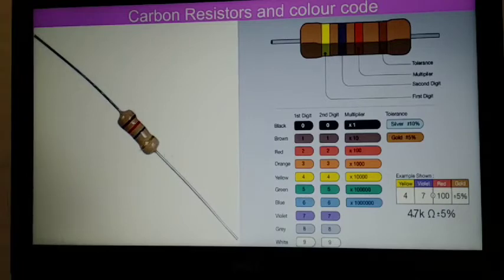And the fourth ring is gold. Gold is plus or minus 5 percent. So it is 12 ohm with a plus or minus 5 percent variation. Is it clear? Okay, so that is the carbon resistor and its color coding.